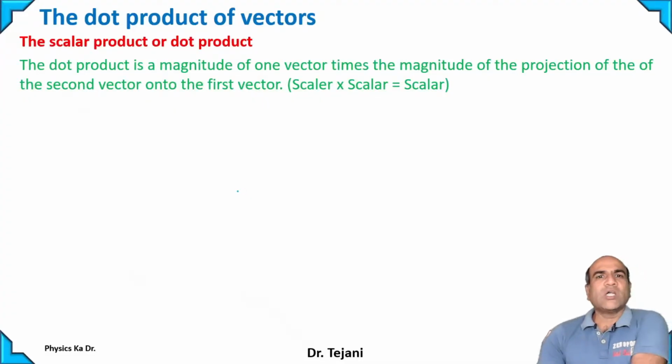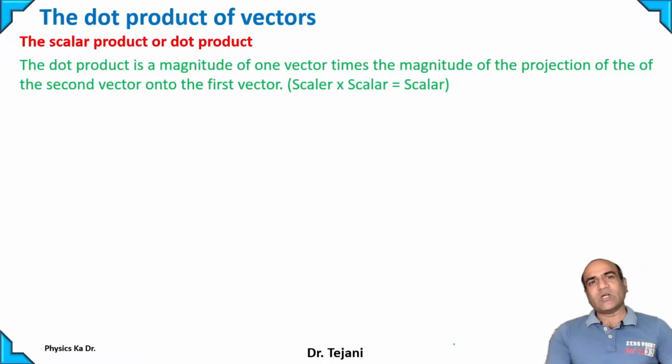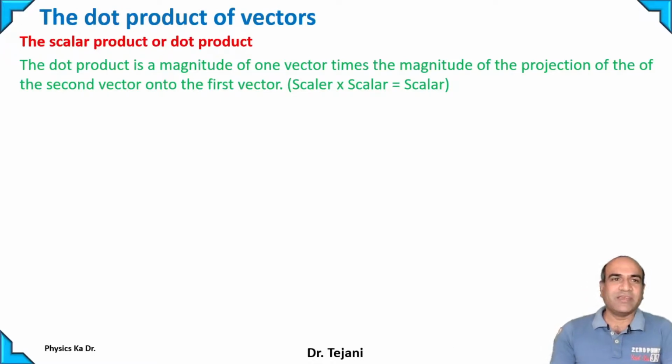Now the dot product of a vector. This is very important. Dot product and cross product. We have been waiting for that and now it's here. Dot product is also known as a scalar product.